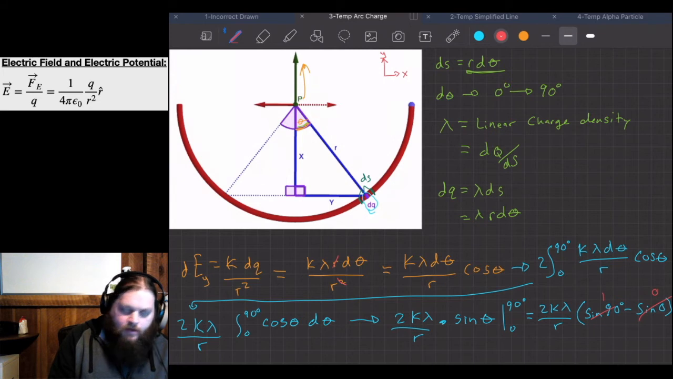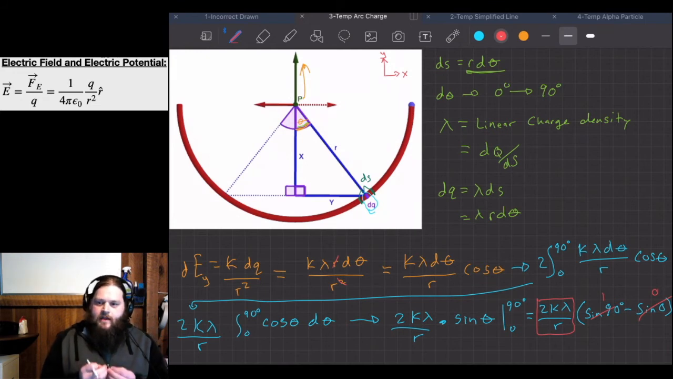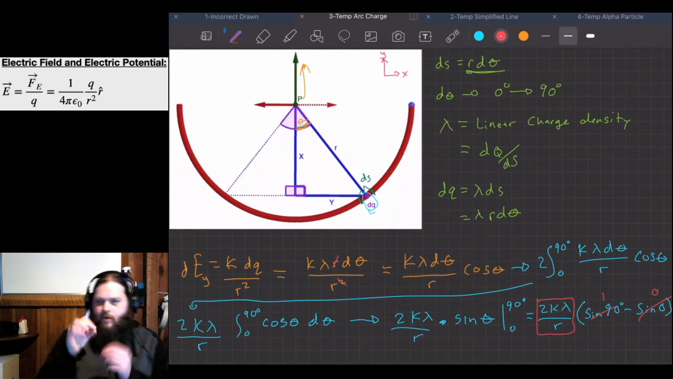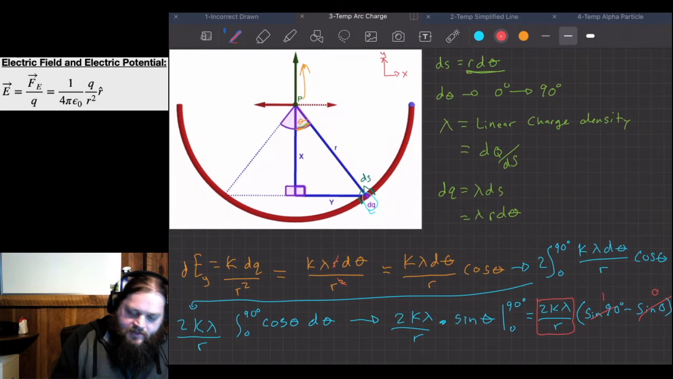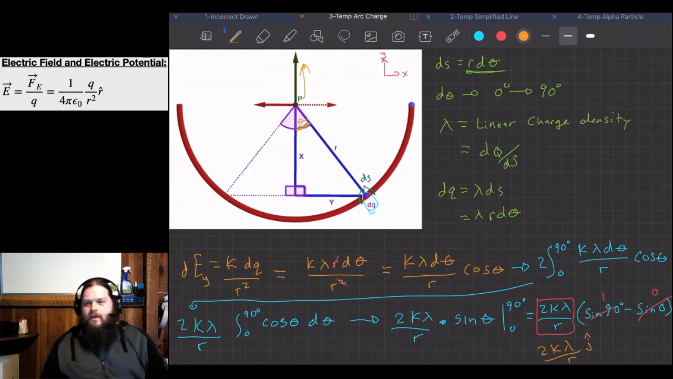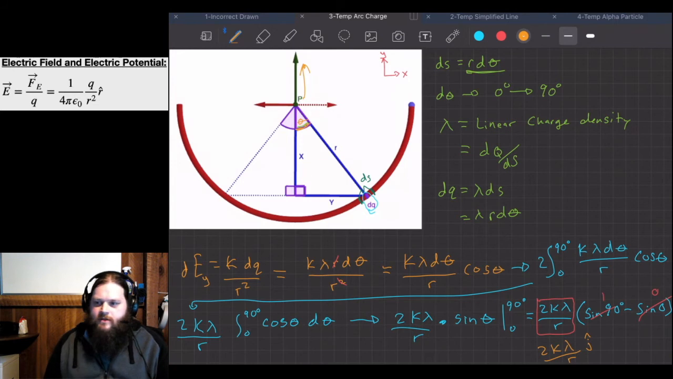And our value is going to be this. So this can be a formula you can use to kind of plug and play the electric field at the point at the center of a semicircle. And that point's going to shoot, in this case, in the y direction. So I should put this 2k lambda over r j hat. And that direction depends on the angle of your arc, of course.